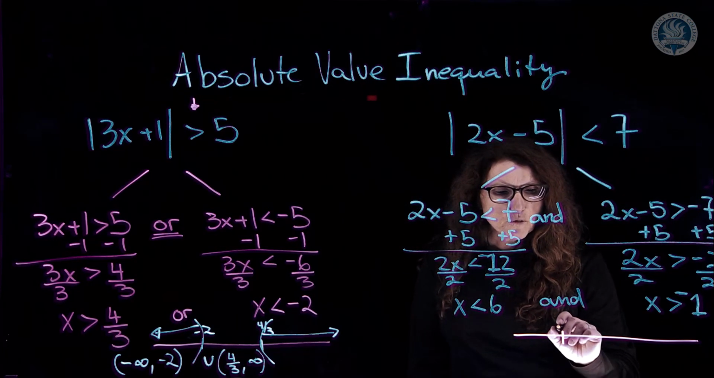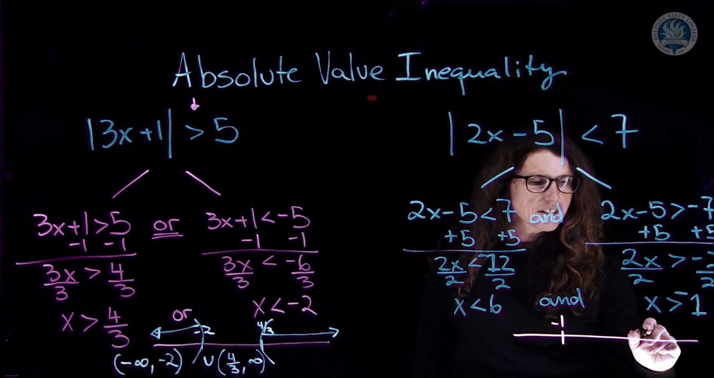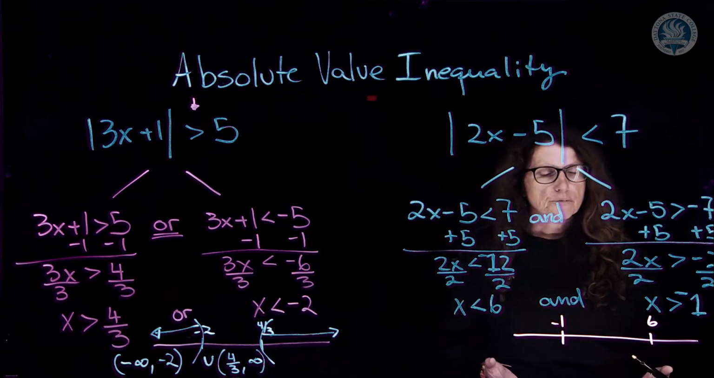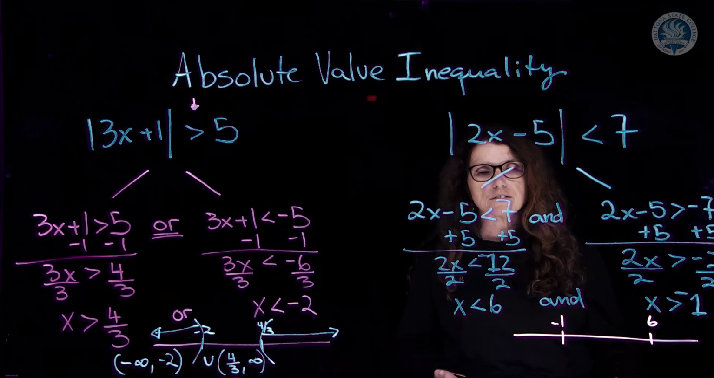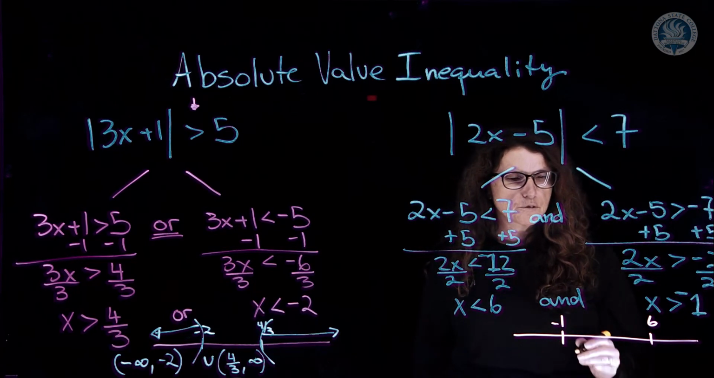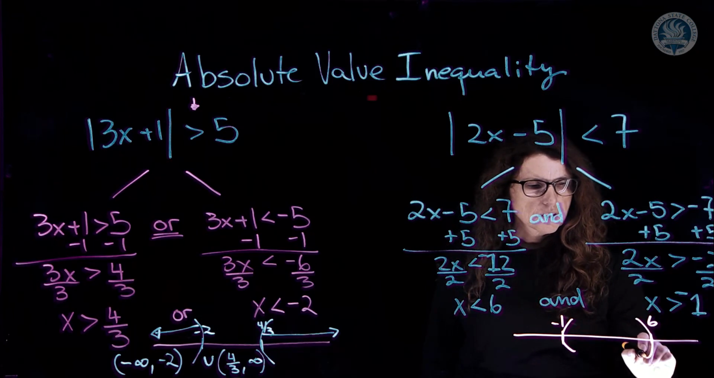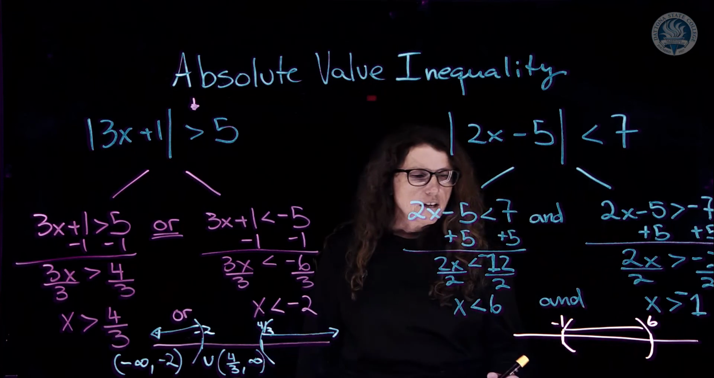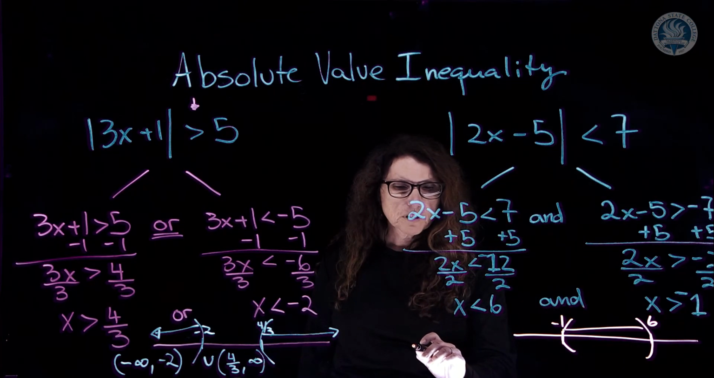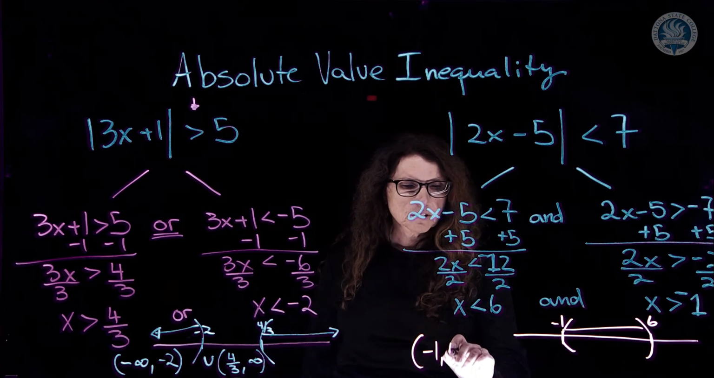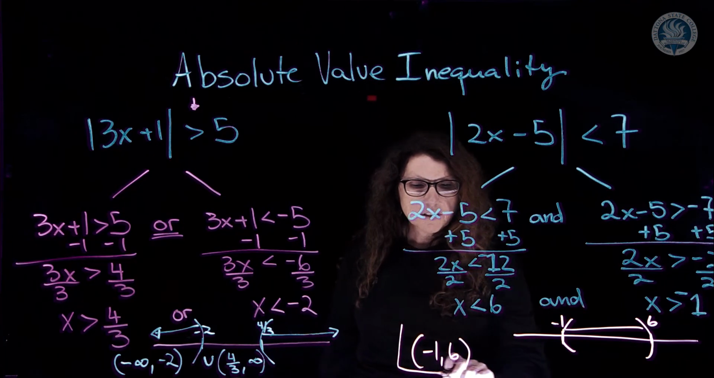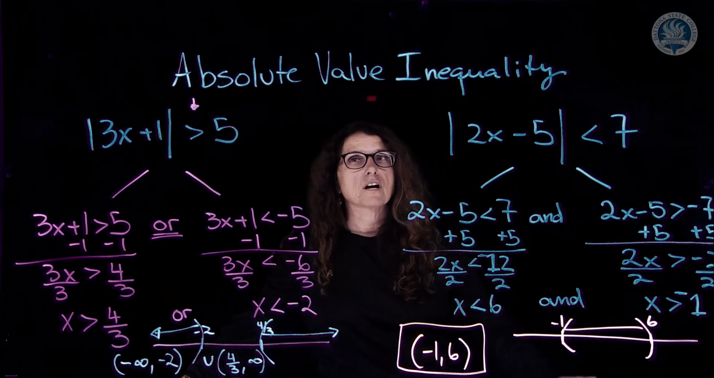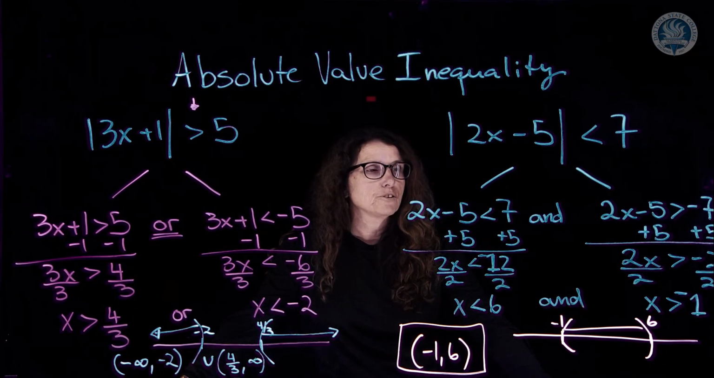Of course, negative 1 is on the left-hand side and 6 is right here. So our solution really means we are between negative 1 and 6, and they both call for parentheses. There you go, between negative 1 and 6. As an interval notation, we get parentheses negative 1 comma 6. Done you are. This completes how to solve absolute value inequalities.